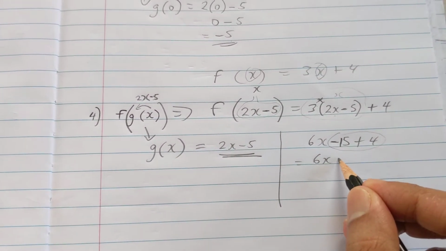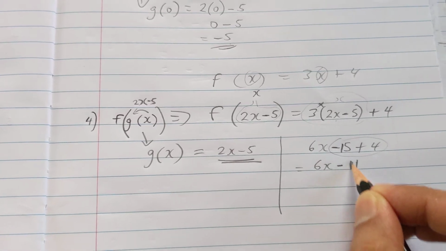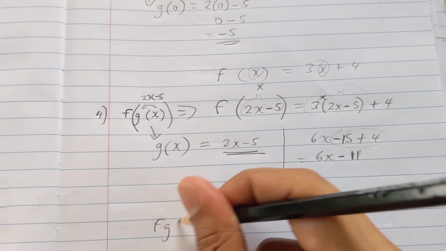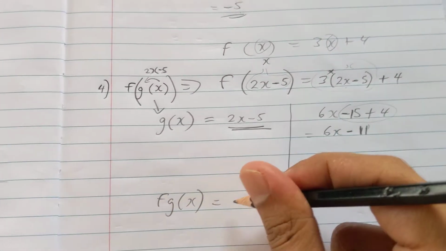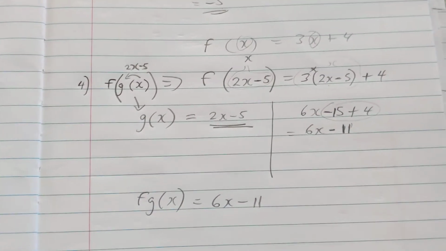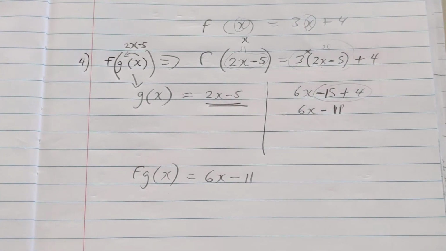So minus 15 plus 4 minus 11. So the overall answer for FG at x is going to be 6x minus 11. Why would we do something like this though? So I want to show you back two examples.